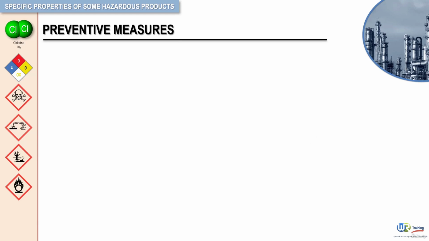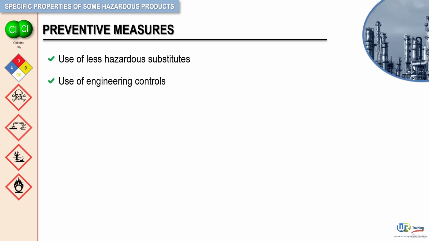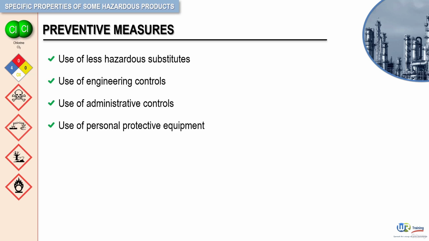Now, preventing exposure to chlorine is the best way to protect health. Options that should be considered include the following, listed in order of preference. First, use of less hazardous substitutes. Then, use of engineering controls. Use of administrative controls to implement changes in work practices in order to reduce exposure. And lastly, use of PPE. Let's discuss each option in detail.